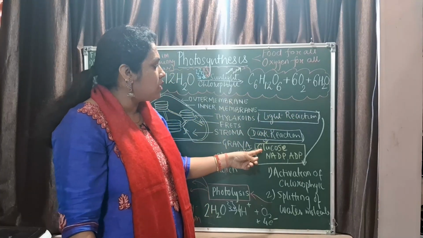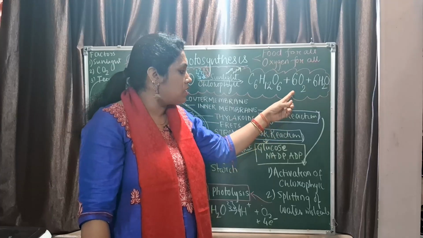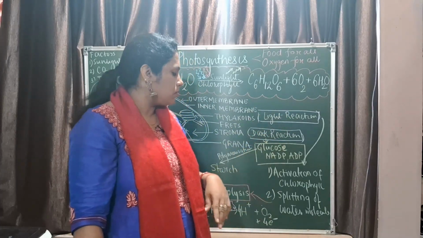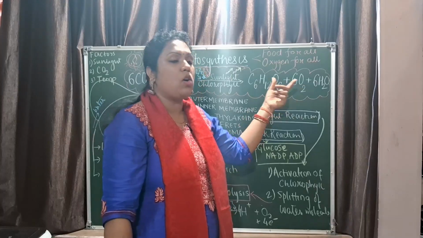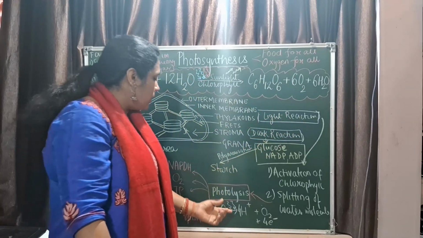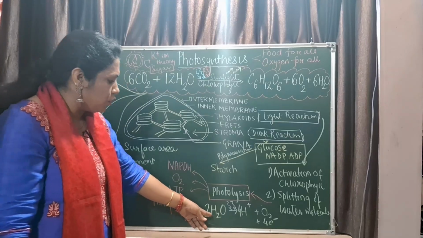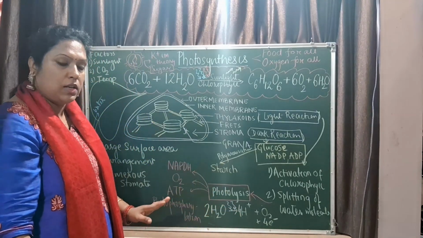So glucose is produced in the dark reaction and oxygen is produced in the light reaction. Is that clear? Now what happens, you can see here photolysis of water, the equation is very important. Definition of photolysis is very important.